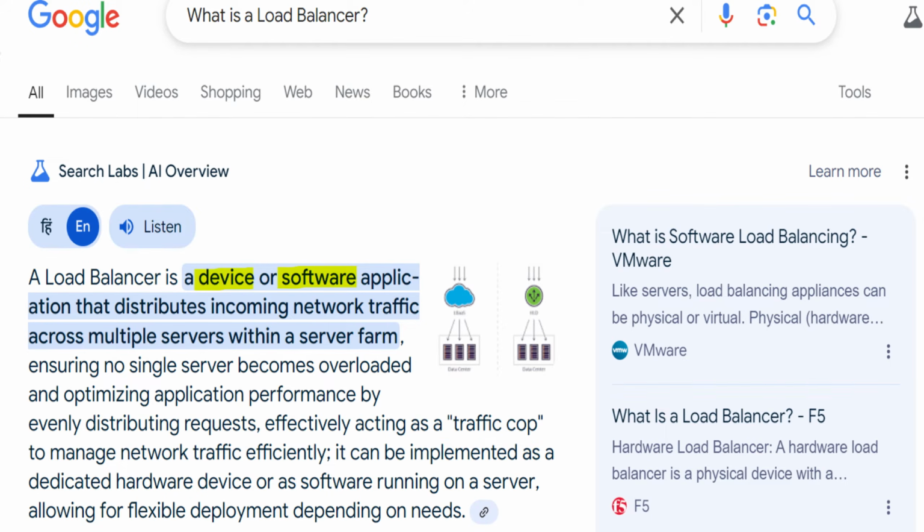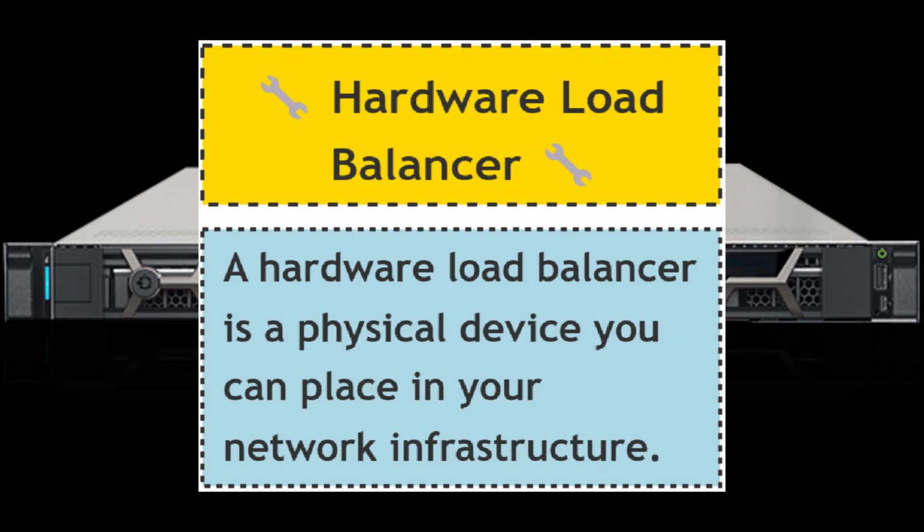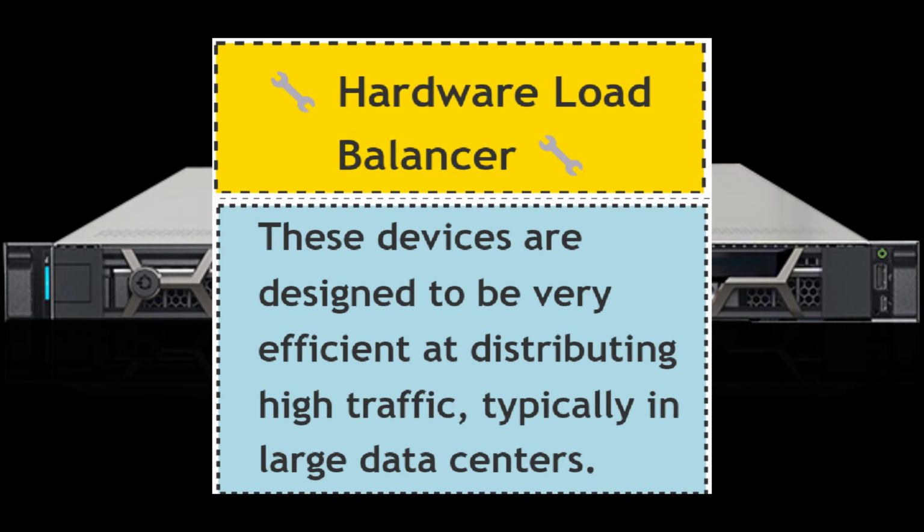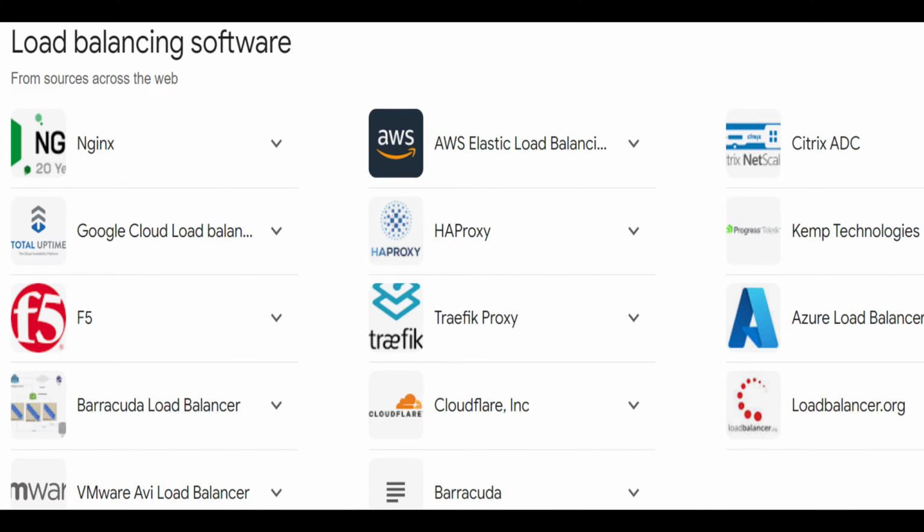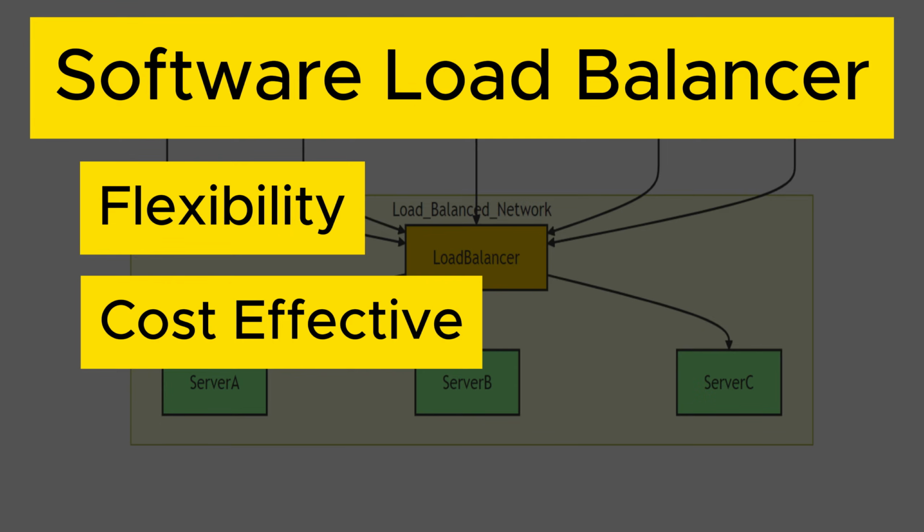Let us understand this. A hardware load balancer is a physical device that can be placed inside your network infrastructure. These devices are designed to be very efficient at distributing high traffic, typically in the large data centers. On the other hand, a software load balancer is a program that runs on a standard server. It performs the same traffic distribution task but can be more flexible and cost effective.